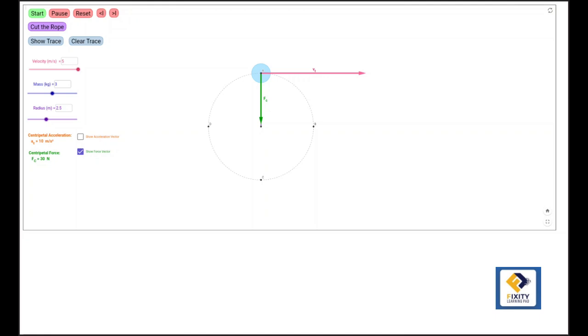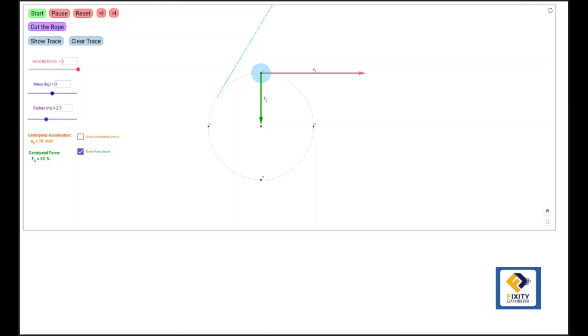We just discussed what is the meaning of a tangent. Let us start the animation, and let me cut the rope, let's say here. See, the moment I cut the rope, you can see it forms a tangent. It goes away tangentially. It no longer stays in orbit. Let us reset and try it another time.